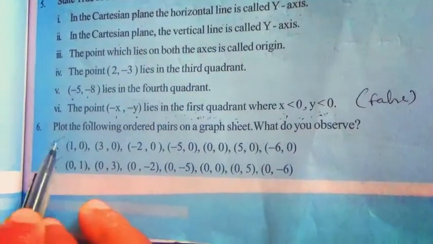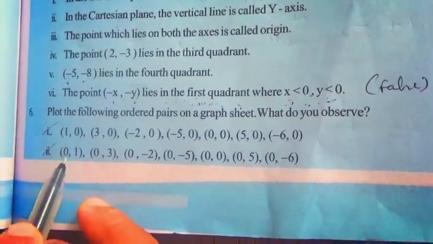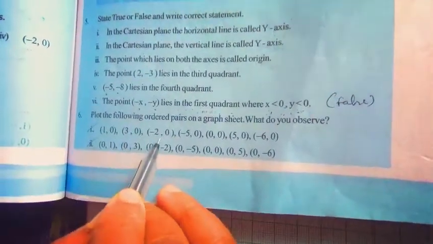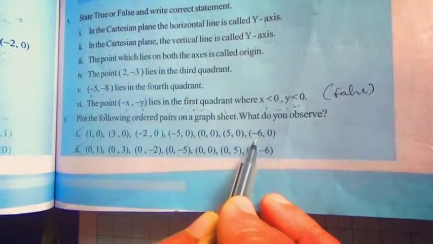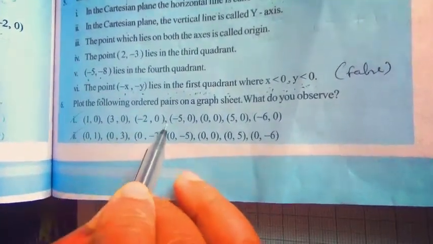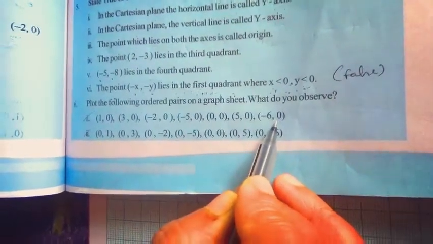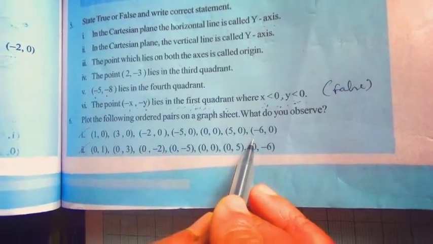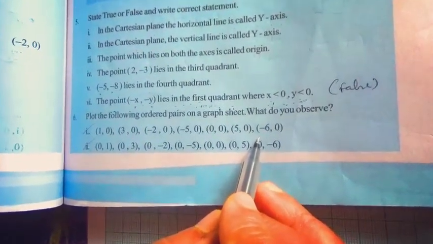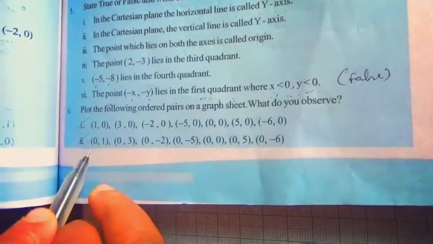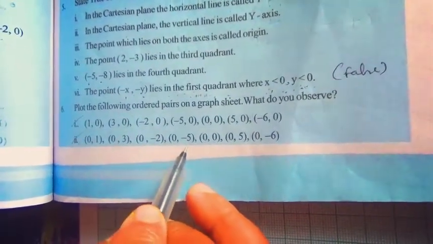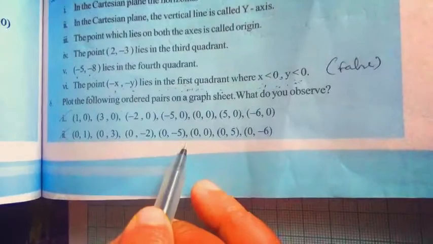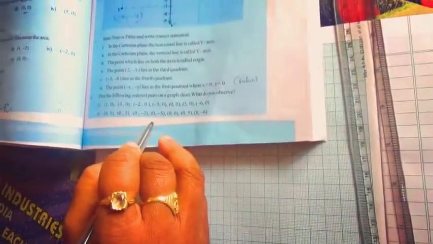Here we have two questions. Two questions I'll show in the same graph. Okay, so look at here. In the first sum, all the x coordinates are there, but the y coordinates are 0. Already we know that if the y coordinate is 0 in any point, that point lies on the x-axis. Here in the second sum, all the points have x coordinate 0 and y coordinates are there. Hence, these points lie on the y-axis. Let us show these two sums in a graph.